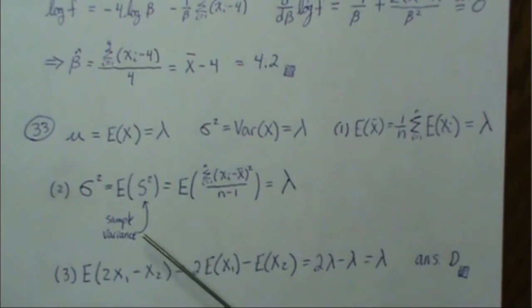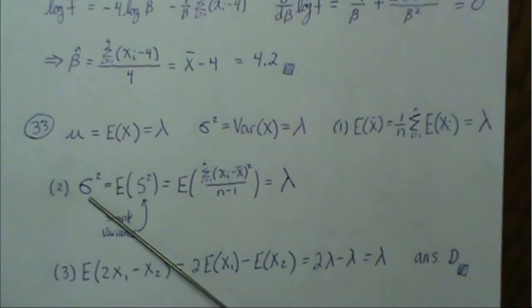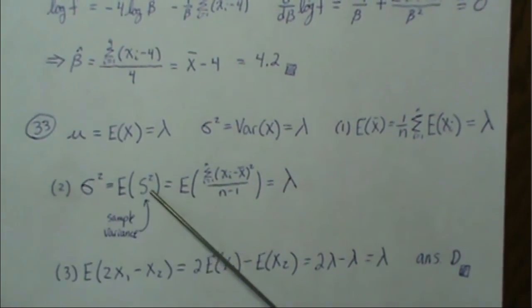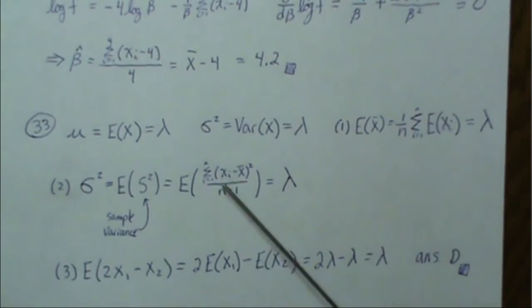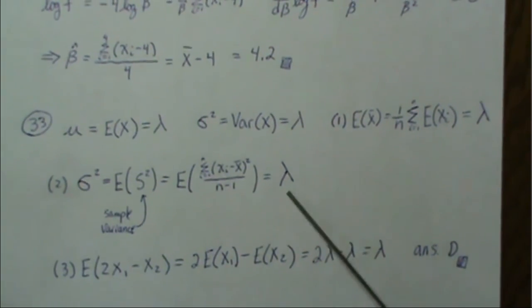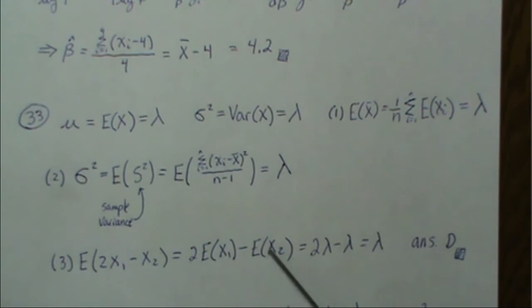Now notice that the sample variance is an unbiased estimator for sigma squared. And so when we plug in the sample variance, which is this, and that's number 2, we know that that is sigma squared, which is lambda. Here, you take the expectation in the linear combination. You get 2 times this minus expected value of that, so that's lambda, and that's lambda. 2 lambda minus lambda is lambda, so the answer is D.